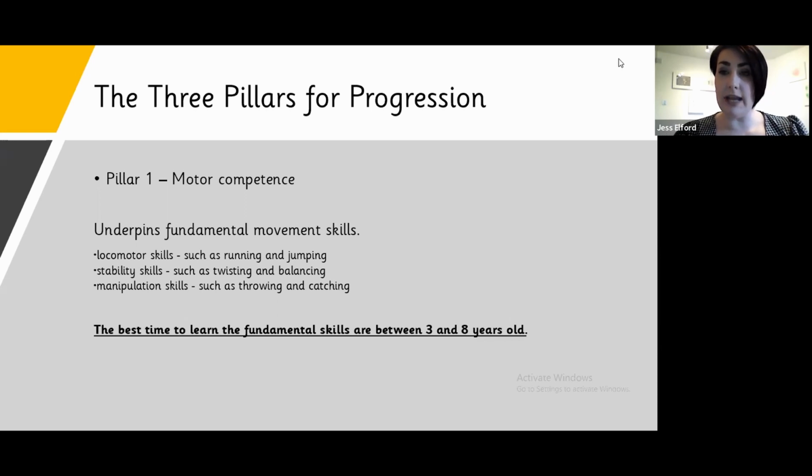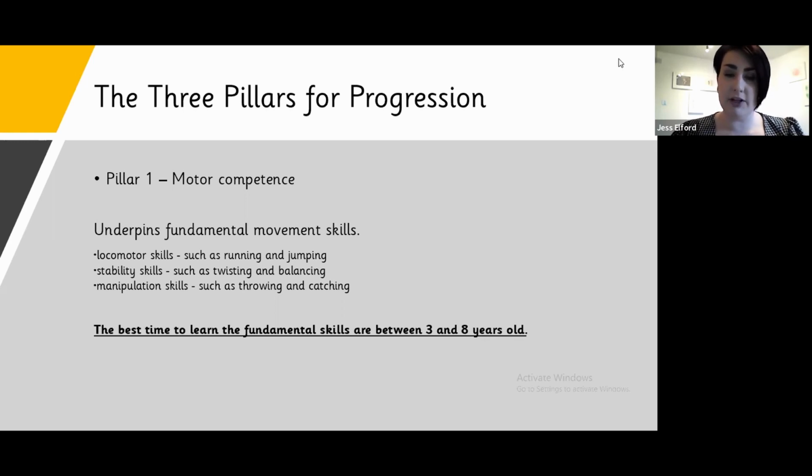Now, if children get to 8 and they haven't mastered those fundamental skills, they are at a disadvantage to their peers when it comes to applying those skills into other contexts, okay? So if they haven't mastered throwing and catching by the time they are 8, they are going to really struggle when it comes to doing cricket when they move into the end of lower Key Stage 2.